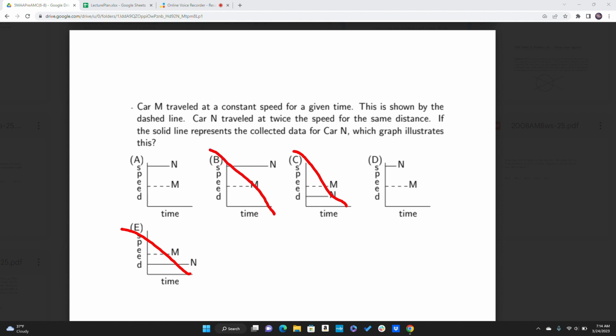And then because we're going twice as fast, that distance is going to be cut in half, right? So N is only slightly faster than M, but in D it shows N is twice as fast as M. So that's our answer.